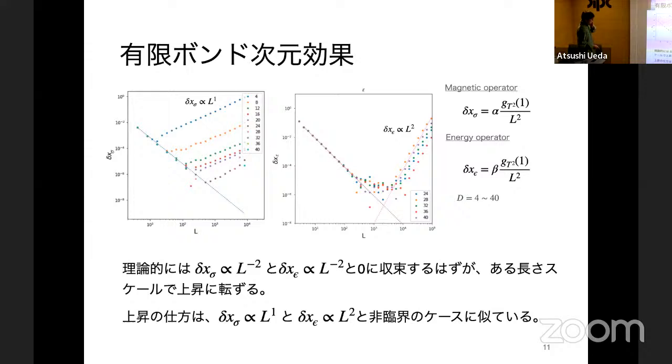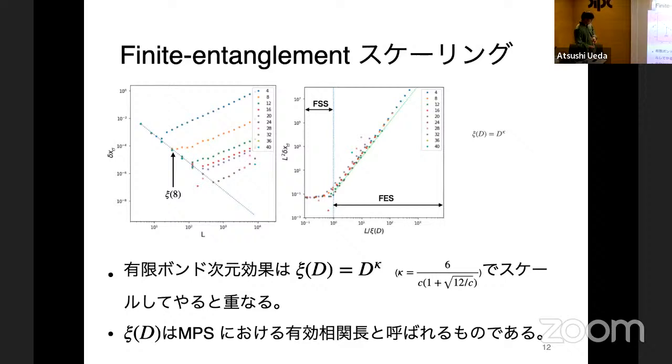But what you can do is speculate that this point, this length scale, is a finite bond dimensional correlation length. And the best known finite bond dimension correlation length is the one from the MPS from Frank Pollmann in 2011 or something, which is this one, D to the kappa. And kappa is this one.